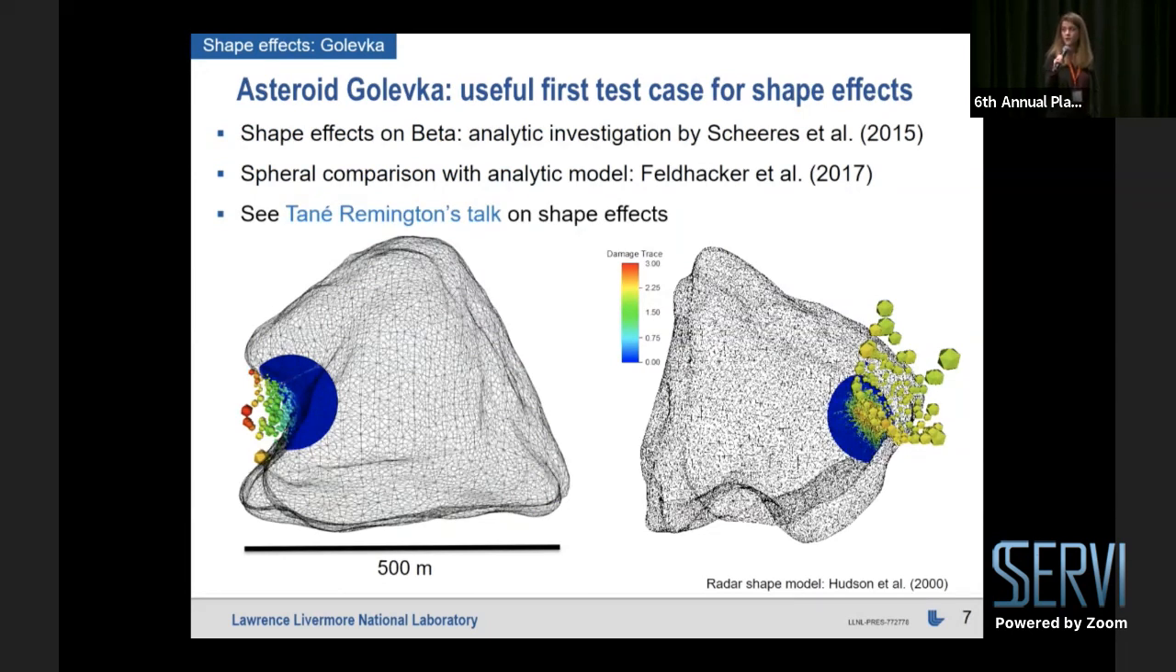And later today, Tane Remington will consider an even weirder shape than Glevka. Glevka's interesting, but she's going to be looking at a scaled down version of comet Churyumov-Gerasimenko, which is very bilobate, and it's an interesting test case to look at shape effects.